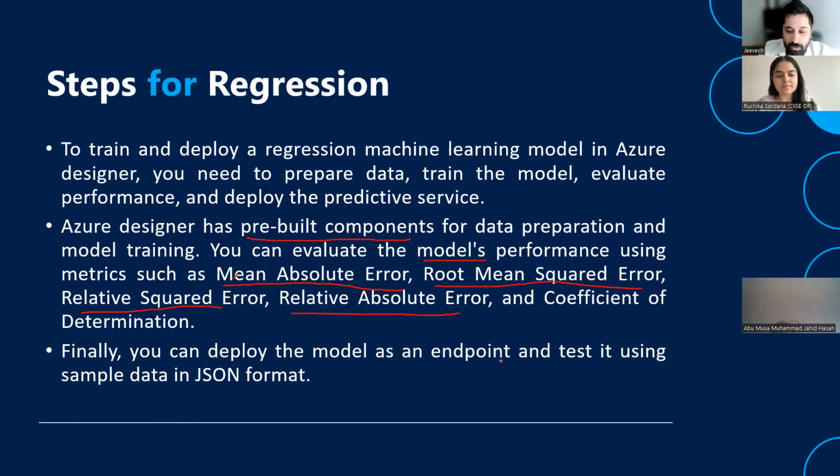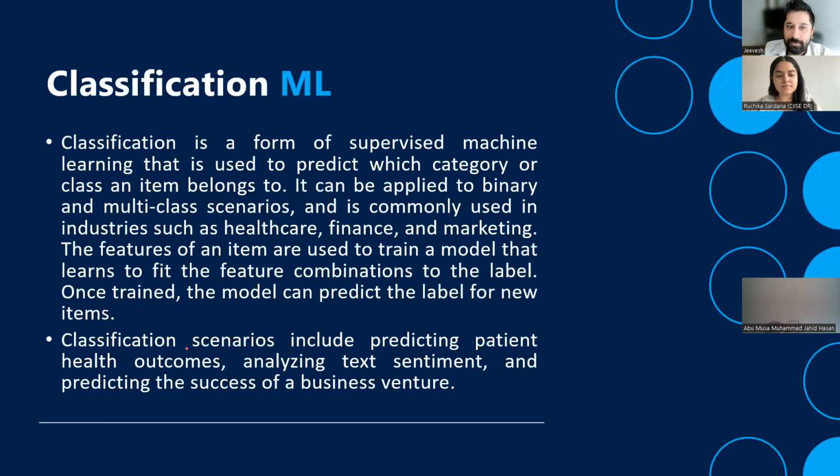Finally, you can deploy the model as an endpoint and test it using sample data in a JSON format. So you could send data like this is the image that you want to test, or this is the input that you want, and then the model could take the input and give you an output. Something which we'll see today. So I won't go too deep into that.